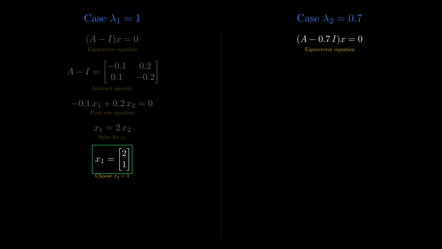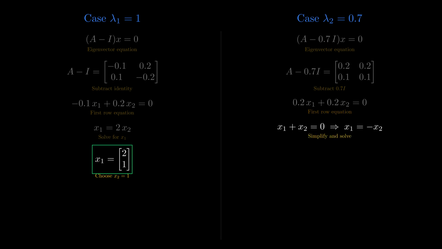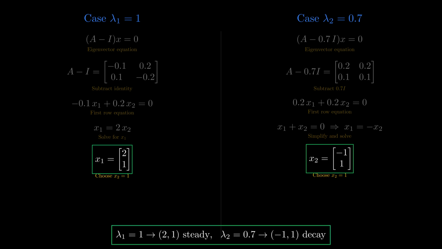Now for lambda equals 0.7, we form A minus 0.7 times I, which gives us rows 0.2, 0.2 on top, and 0.1, 0.1 on the bottom. The first row says 0.2 times x1 plus 0.2 times x2 equals 0, which simplifies to x1 plus x2 equals 0. So x1 equals negative x2. Choosing x2 equals 1 gives the eigenvector negative 1, 1. So we have our two eigenvectors, 2, 1 corresponds to the steady state with eigenvalue 1, and the negative 1, 1 corresponds to the decaying part with eigenvalue 0.7.